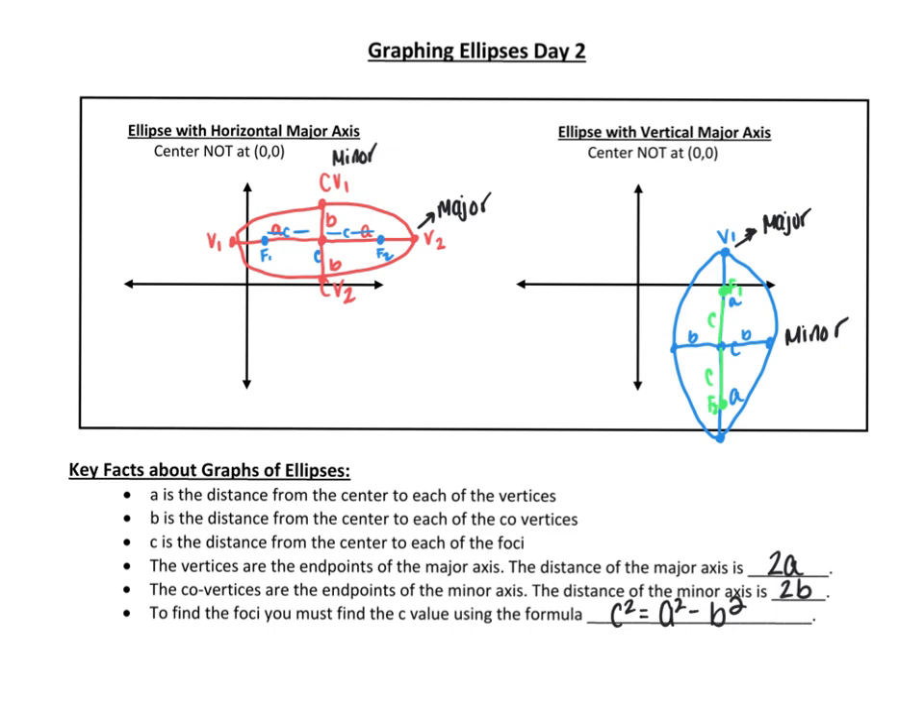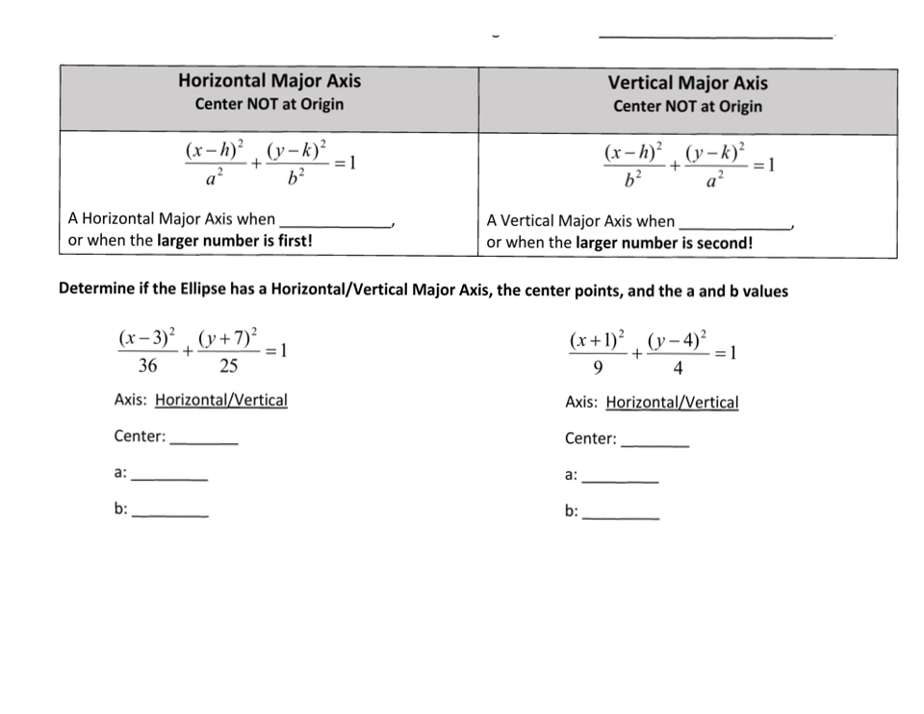All right, let's look at the equations of these ellipses. So the equation is very similar to that of a circle, where the numerators are x minus h and y minus k, where h comma k is my center. So we can write that down if we'd like. The center for both of these would be h comma k.